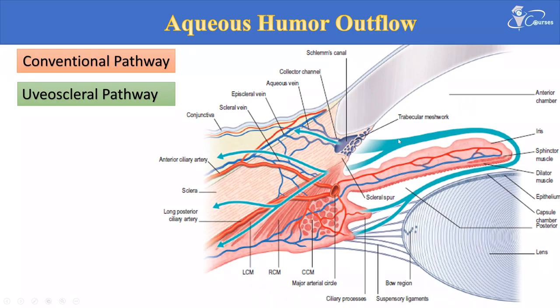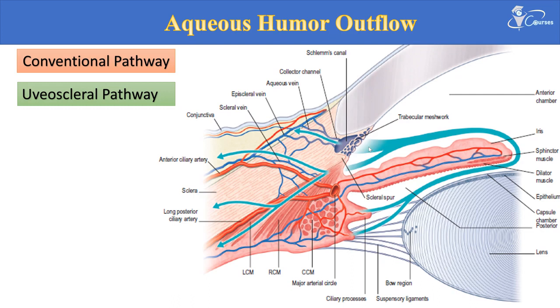How does the anterior chamber get rid of this aqueous? It will be through two main pathways. The main pathway is called the conventional pathway, and it is responsible for drainage of around 80 to 90% of the aqueous humor. In this pathway, most of the aqueous will pass through the trabecular meshwork, then into the canal of Schlemm to be drained by the collector channels and aqueous veins into episcleral veins.